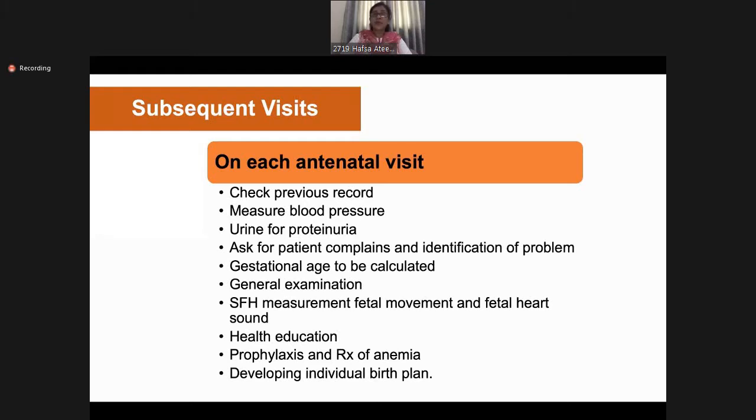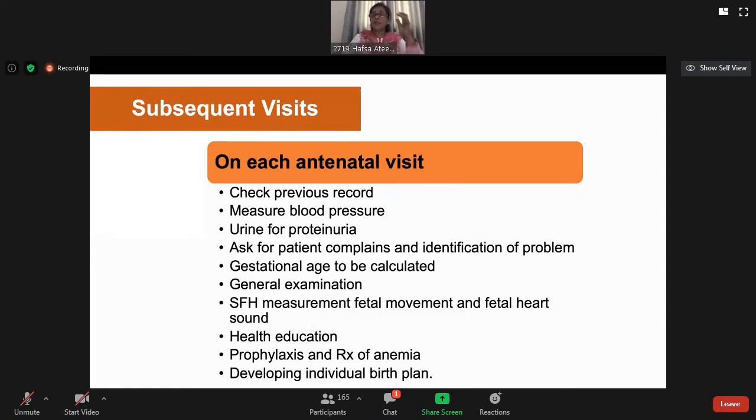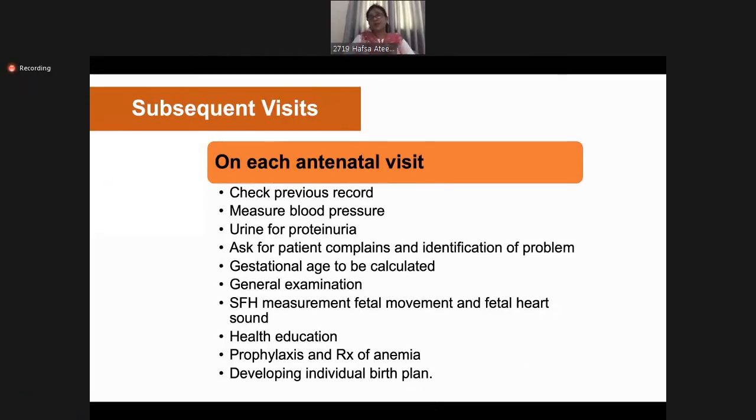And these movements are more at the end of the day, like after 6 p.m., when the patient feels more fetal movements. So the fetal movements are more at the end of the day, like after 6 p.m. onwards. And there should be around 10 to 12 fetal movements per day. Or the patient may be feeling fetal movements after every 2 hours. Then her health education is important.